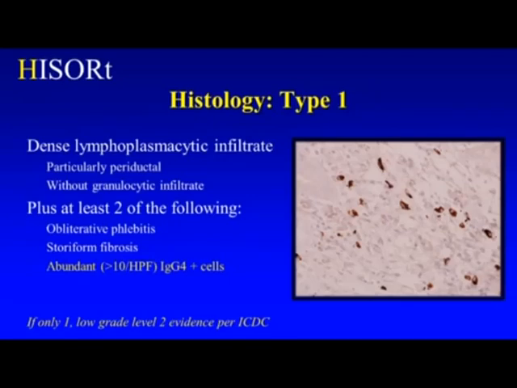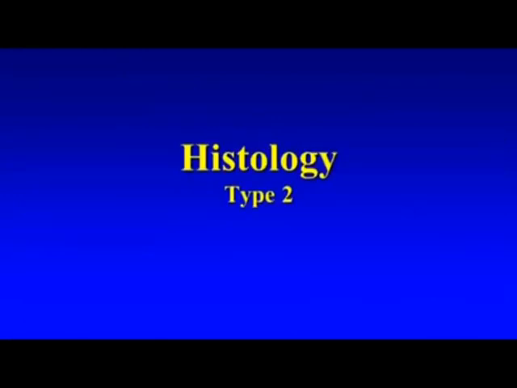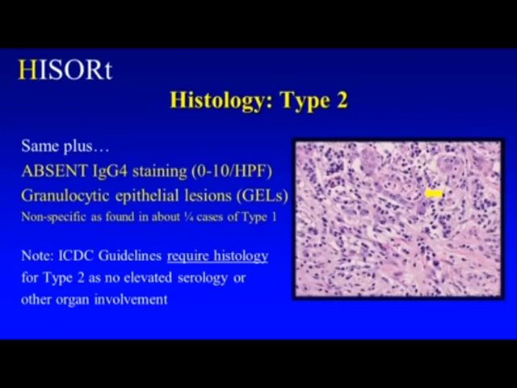And then the finding of abundant, more than 10 per high power field, IgG4 positive cells. In the ICDC guidelines, if you have only one of those 3 findings, it's felt to be level 2 evidence rather than level 1 evidence, and I'll get to that in a little bit.